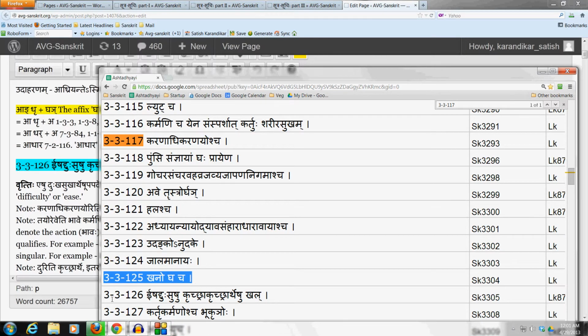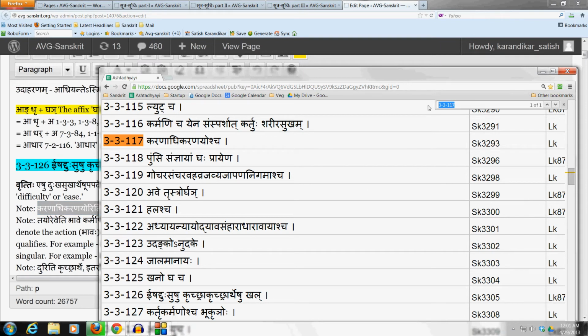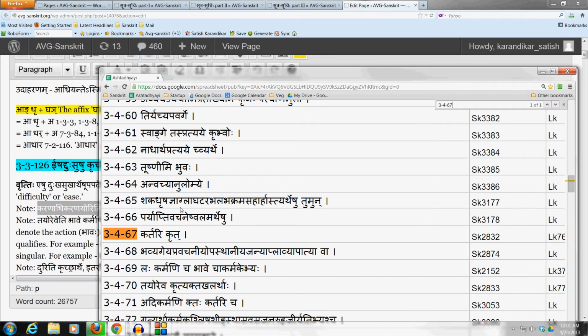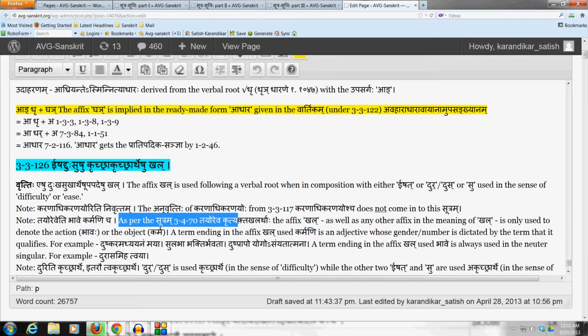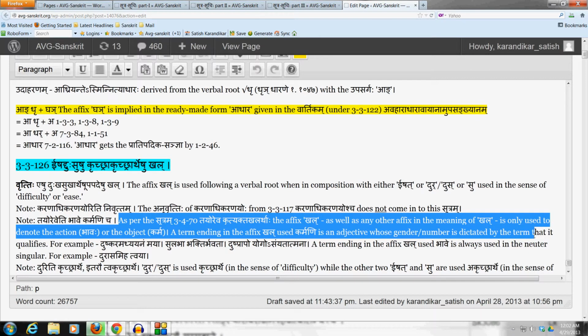Second note here is that recall Sutram 3-4-67, which says Kartari Krit. As a default, every Krit affix is used to denote the agent of the action. But then we also studied 3-4-70, which says Tayoreva Krityakta Khalarthaha. Tayoreva means Bhavakarmanoreva. So any affix in the sense of khal is to be used only Bhave Athava Karmani. So this note is saying that as per the Sutram Tayoreva Krityakta Khalarthaha, the affix khal as well as any other affix in the meaning of khal is only used to denote the action, which is bhavaha, or the object, karma.